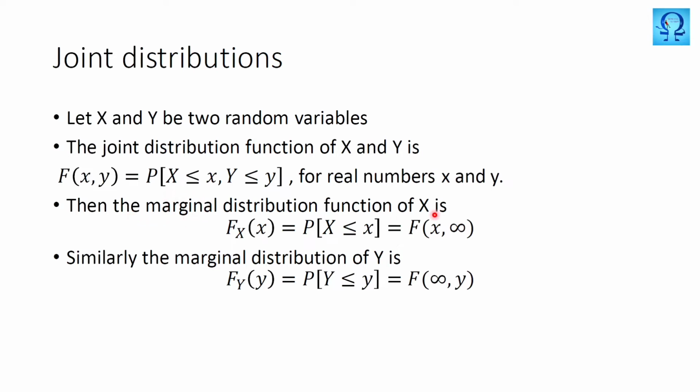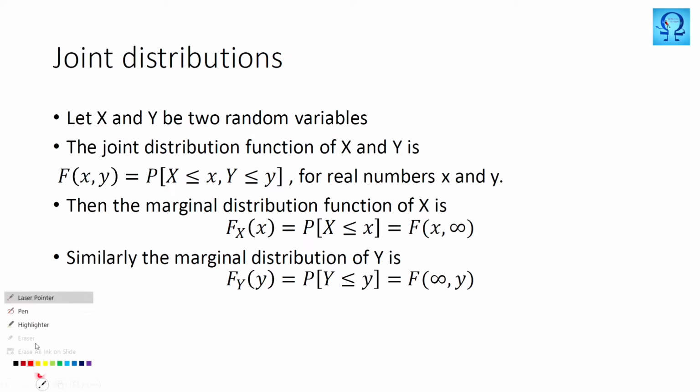And the marginal distribution of X. Supposing we have this joint distribution, now we are looking for the distribution of X alone, that is denoted as capital F of x, which is nothing but the probability of X smaller than or equal to x. It can also be denoted as F of x comma infinity, which means we are taking all possible values of Y and X is restricted to this limit. In a similar way, we can define the marginal distribution of Y as well.